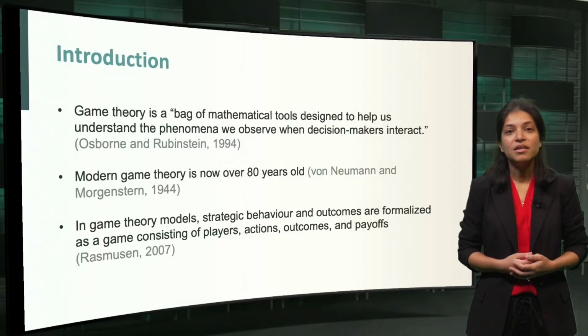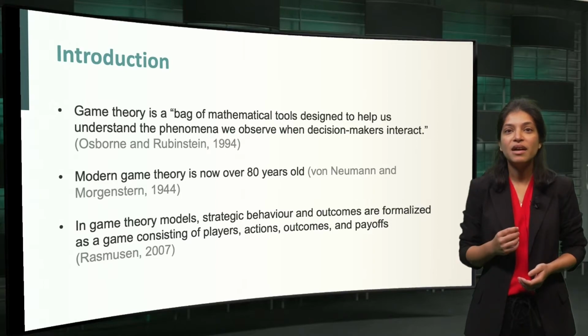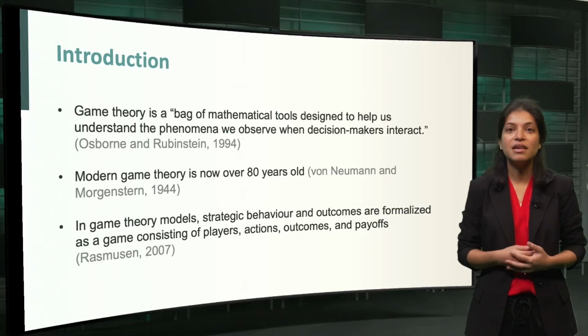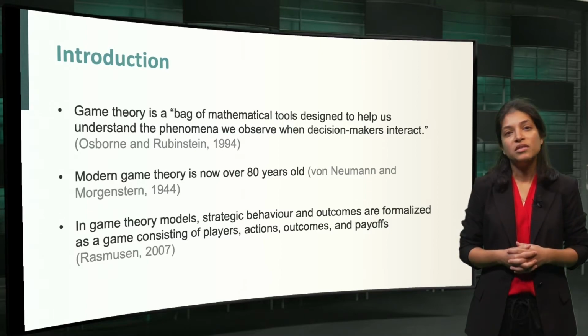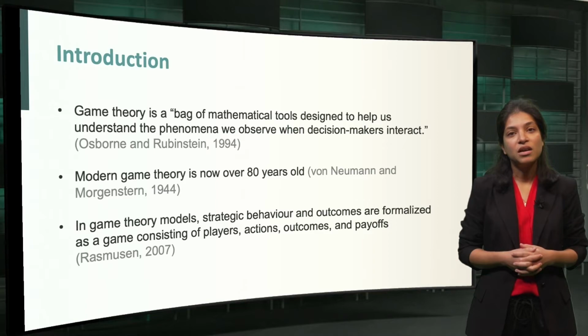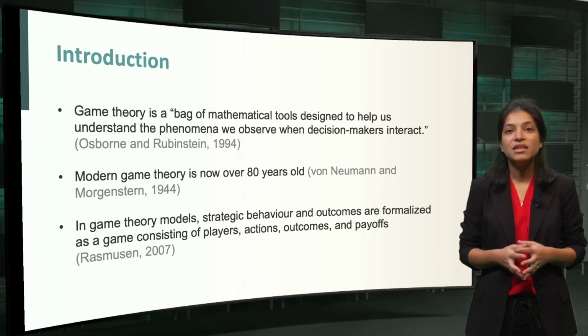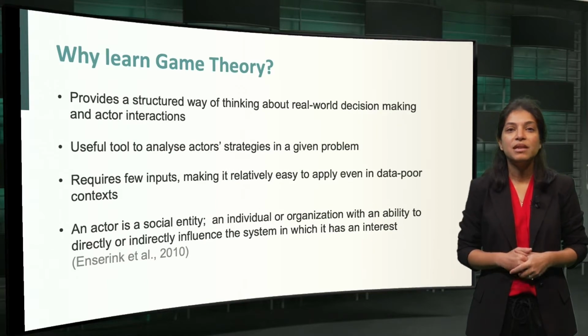What is game theory? Osborne and Rubinstein say it is a tool to help understand the phenomena of when decision makers interact. It isn't a new method. Modern game theory has been around for over 80 years. When is game theory useful? Well, we use it when we want to study strategic behavior and the outcomes of decision making. And what is important when we use game theory is to think about situations as a game with players, actions, outcomes, and payoffs.